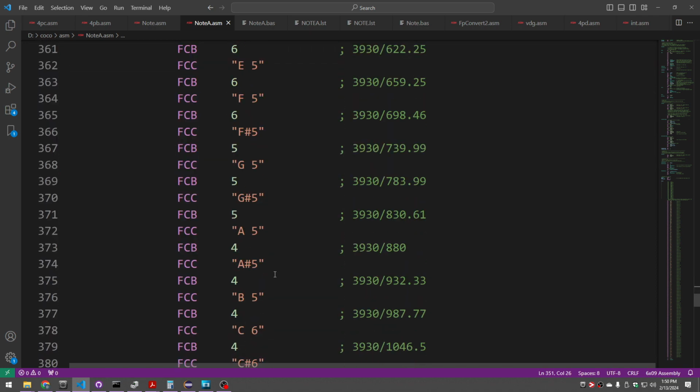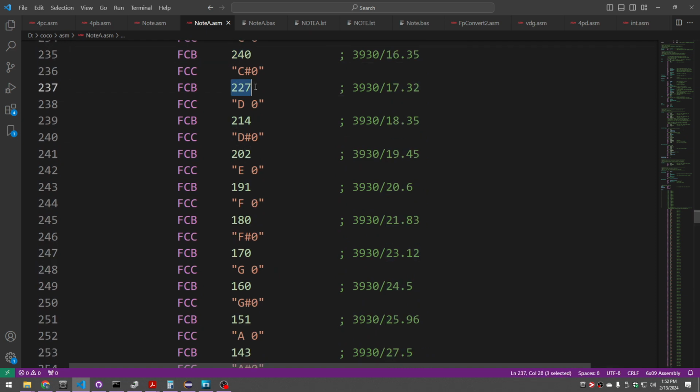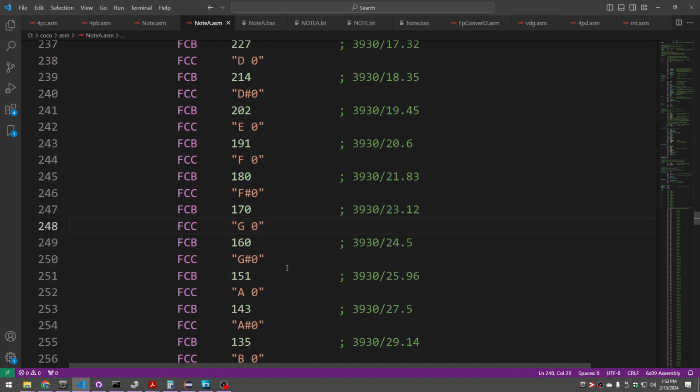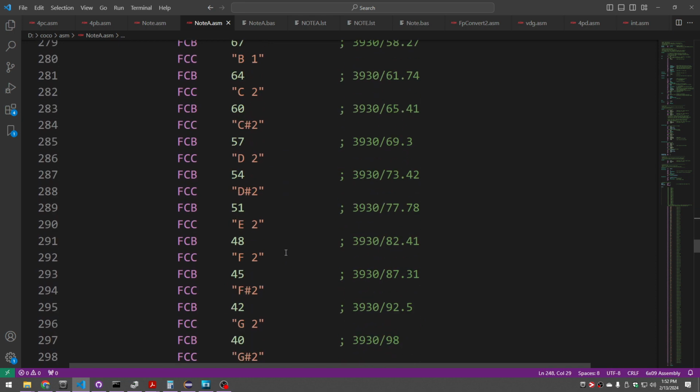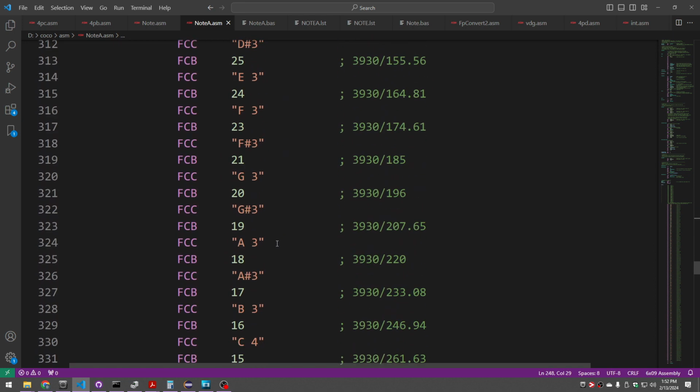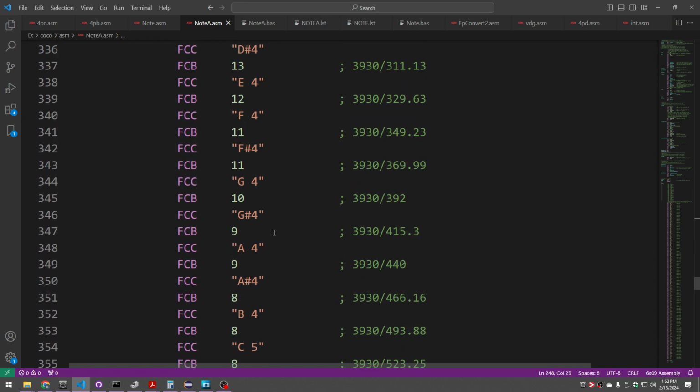Oh, goodness gracious. Low frequency notes are much easier. Since their frequencies are lower, we've got a lot to play with when we divide 3930 by those frequencies. And so there's quite a nice distinction from note to note. But once we get into the upper frequencies, we just don't have any digits of accuracy left to help distinguish between one frequency and another.